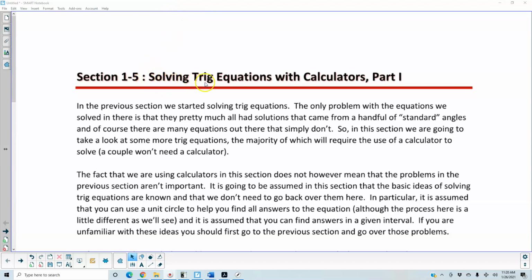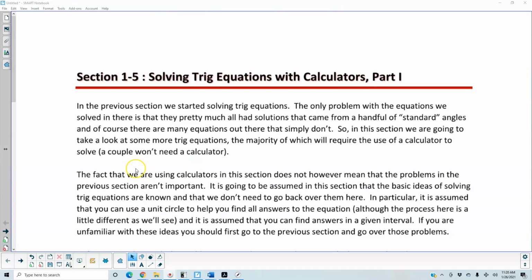Section 1.5, Solving Trig Equations with Calculators, Part 1. In the previous section, we started solving trig equations. The only problem with the equations we solved in there is that they pretty much all had solutions that came from a handful of standard angles. And of course, there are many questions out there that simply don't.